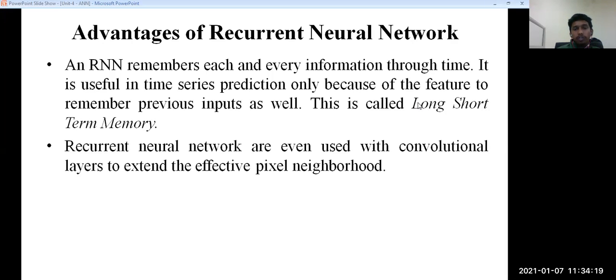Recurrent networks are even used with convolutional layers to extend the effective pixel neighborhood. Whenever you have an image processing concept with convolutional networks, where you will be using max pooling or other layers of processing, an RNN can also be used with the convolutional layers to extend the effective pixel neighborhood. So if you want to take some pixel from an image or identify some pixels with convolutional networks, this can be very useful.